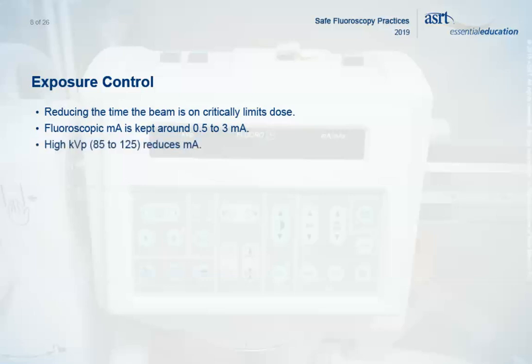The use of a higher kVp, between 85 and 125 kVp, will reduce the fluoroscopic mA required to obtain adequate image brightness, thereby reducing patient dose.